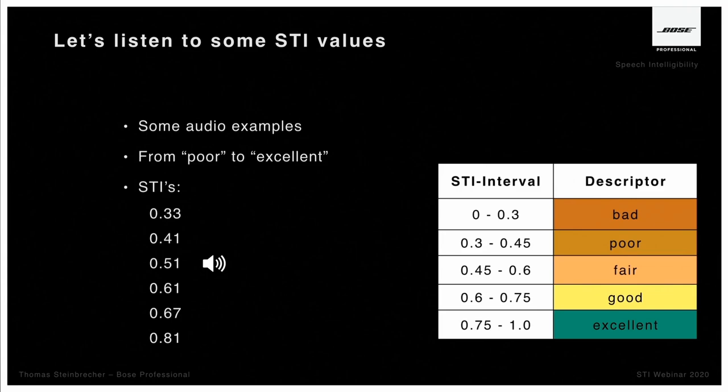So that was an STI of 0.51. So this is roughly what we need to aim for if we are designing emergency or voice alarm sound systems. Head on with 0.61.